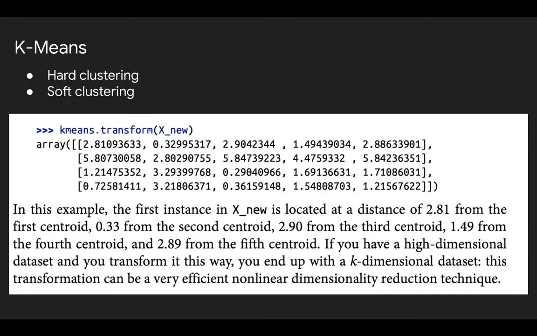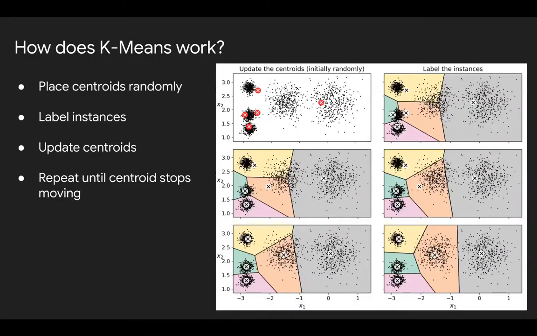But for soft clustering, we are using a probability to assign it to a cluster, not just assigning it to a particular cluster. And how does K-means work? So these are the 4 simple steps of how it works. So we place our centroids randomly.